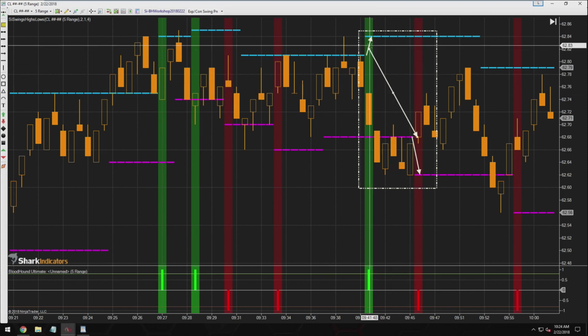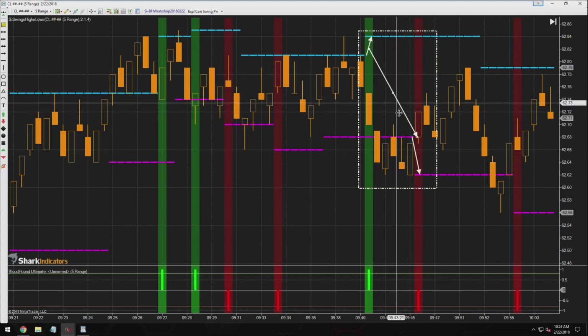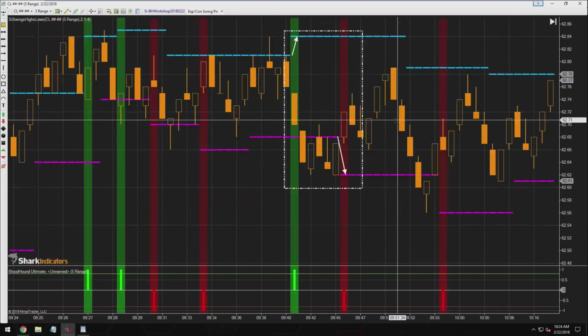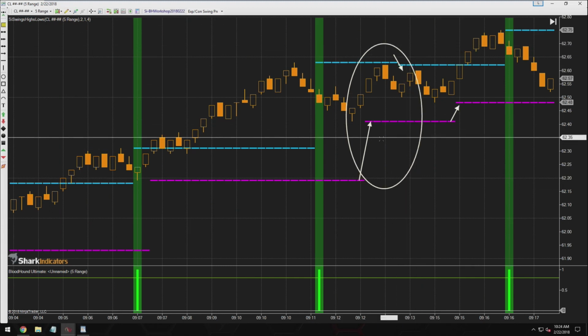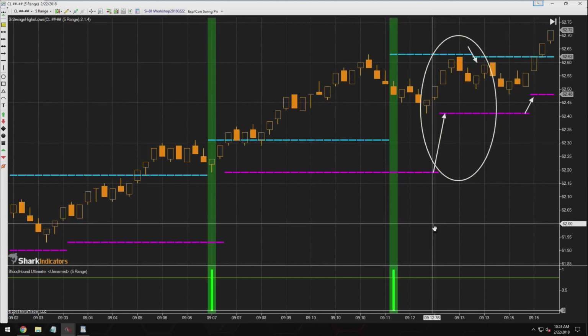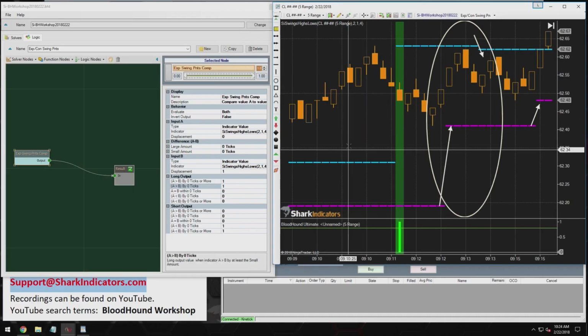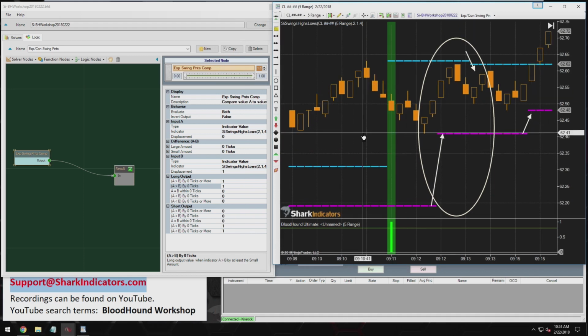So we have this expansion identified. Now let's identify contraction. And here we go, let's switch over here. So here we have contraction to work with on our chart. Let's build a solver that's going to identify contraction here.